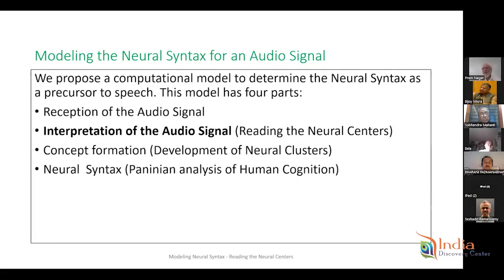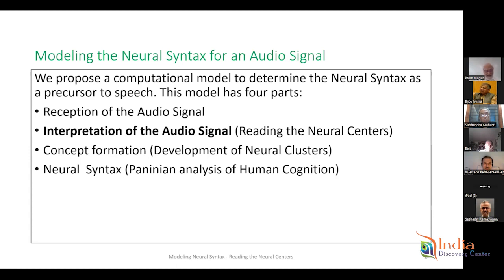Now, this model has 4 parts: reception of the audio signal, and this was done by Dr. Bharani Padmanabhan on 21st of October, a couple of months ago. Interpretation of the audio signal, which is reading the neural centers, is being done today. And the concept formation, the development of neural clusters, and neural syntax, the Paninian analysis of human cognition, these two will be done in future by Dr. Bela Kosaras and Dr. Bijoy Misra.